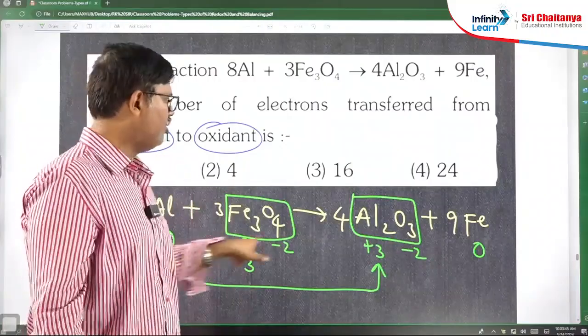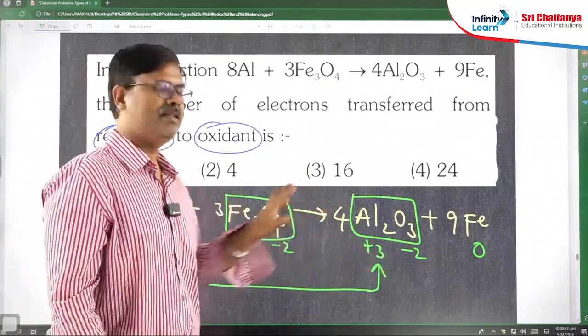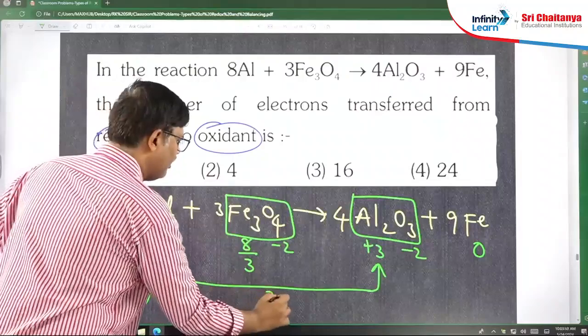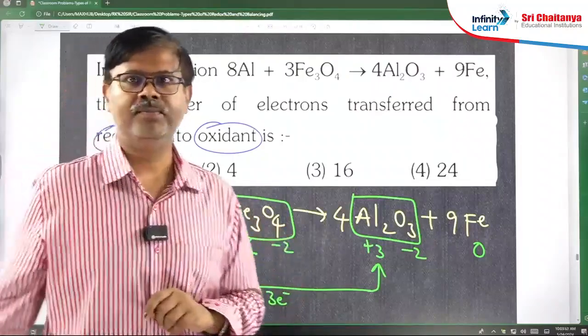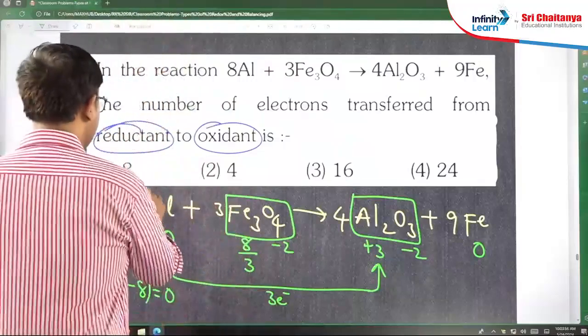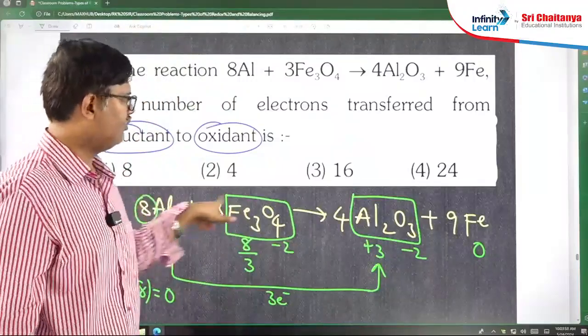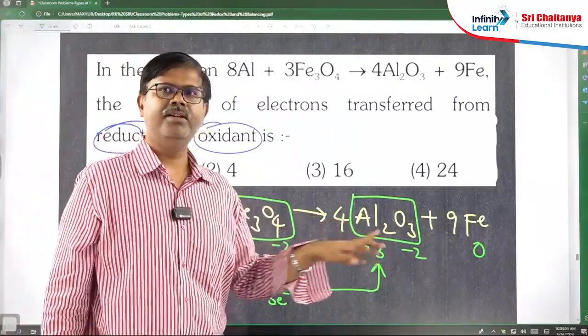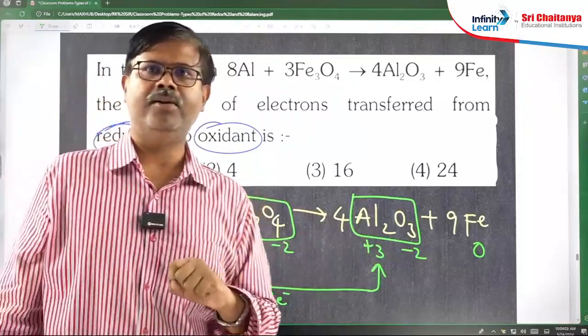What is the change? 0 to 3. 0 to 3 means 3 electrons involved for 1 aluminium. For 1 aluminium, 3 electrons involved means how many aluminiums are there in total? Actually 8. Here also see 4 into 2, 8. So 8 aluminiums are involved overall.